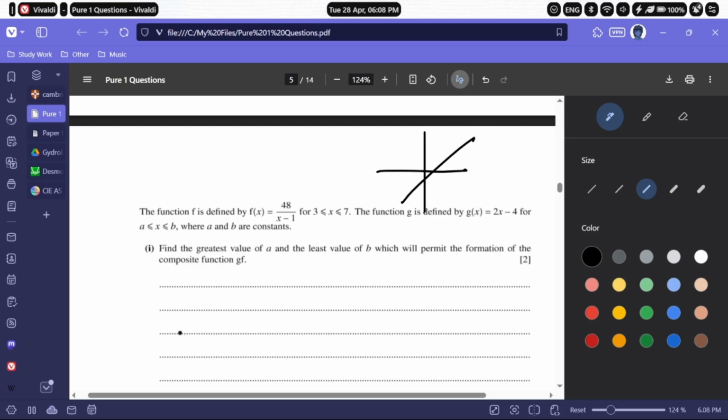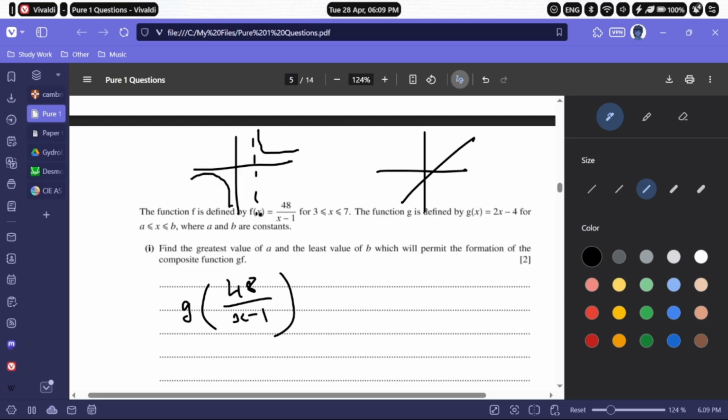Okay, so gf of x. So you have your linear equation and you're inputting 48 over x minus 1 in that to get some function. Now, I don't have to really find out what the new function is. In your rational functions, they usually tend to be tricky. But if you want to make a rough sketch, x is equal to 1 would be your vertical asymptote. So it's something kind of like this.